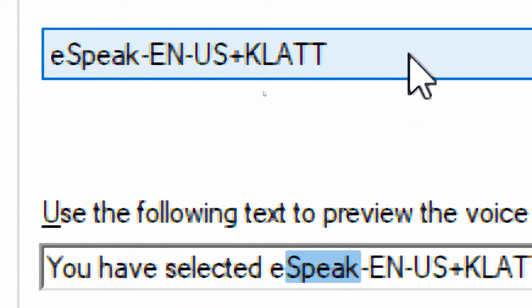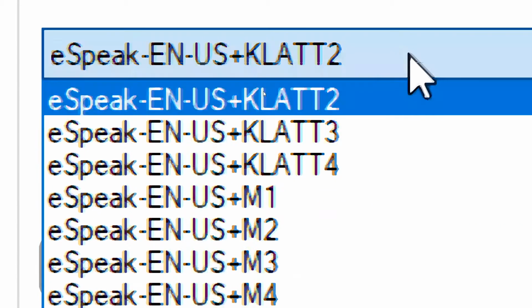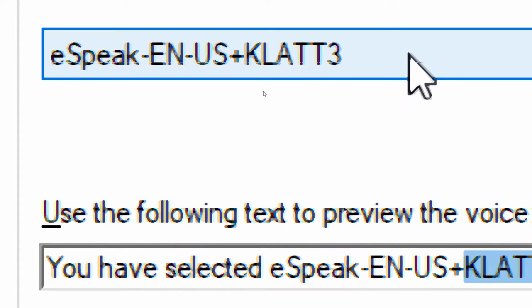You have selected eSpeak ENUS plus CLAT as the computer's default voice. You have selected eSpeak ENUS plus CLAT 2 as the computer's default voice. You have selected eSpeak ENUS plus CLAT 3 as the computer's default voice. You have selected eSpeak ENUS plus CLAT 4 as the computer's default voice.